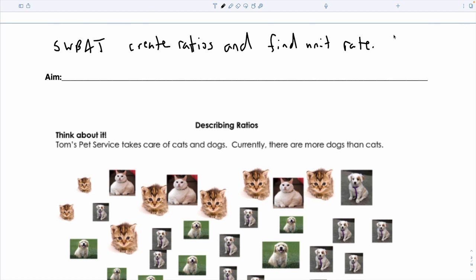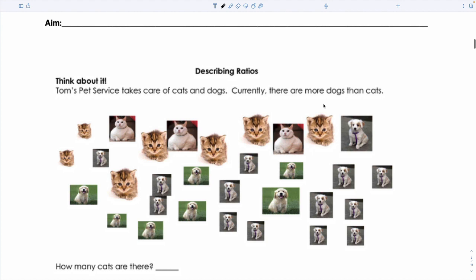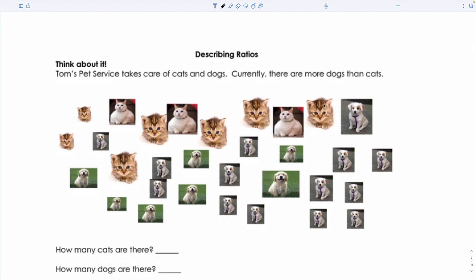This is your unit to fine tune that skill and make sure that it is in your tool belt when you launch into 7th grade next year.